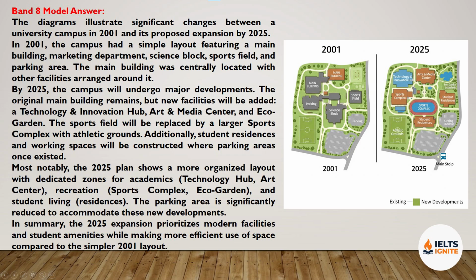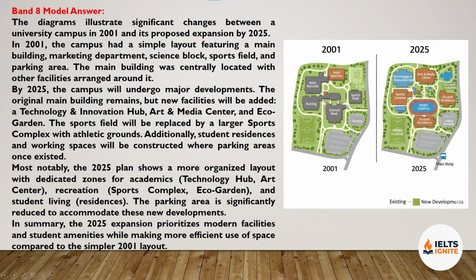Most notably, the 2025 plan shows a more organized layout with dedicated zones for academics, technology hub, art center, recreation, sports complex, eco-garden, and student living residences. The parking area is significantly reduced to accommodate these new developments. In summary, the 2025 expansion prioritizes modern facilities and student amenities while making more efficient use of space compared to the simpler 2001 layout.